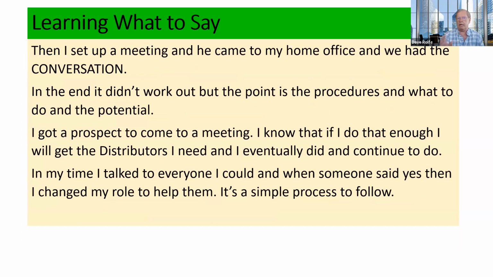Now, in the end, it didn't work out for him, but the point is the procedures, what to do, and the potential. I got a prospect to come to a meeting. I know that if I do that enough, I will get the distributors I need, and I eventually did and continue to do. It's understanding the concept of the flow of activities and what they can do, and you just increase the number of activities. In my time, I talked to everyone I could, and when someone said yes, then I changed my role to help them. It's a simple process to follow.